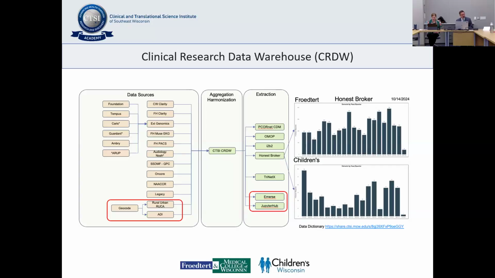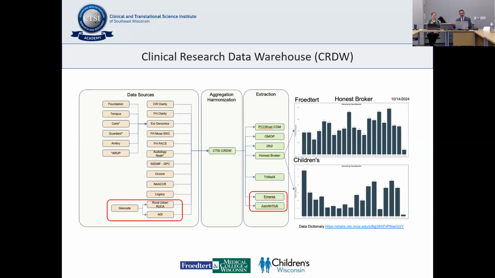We also geocode our data warehouse on a monthly basis, and we tie those to some social determinants of health measures like ADI, or Area Deprivation Index, or the RUCA codes, the Rural-Urban Commuting Area codes. All of that gets harmonized into that center single box, which is the CTSI CRDW, or Clinical Research Data Warehouse.